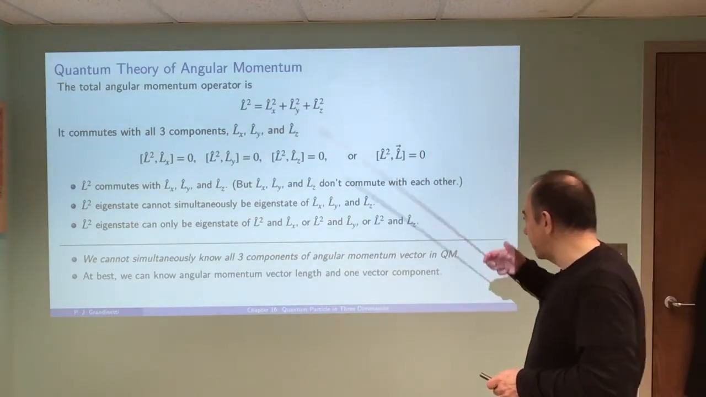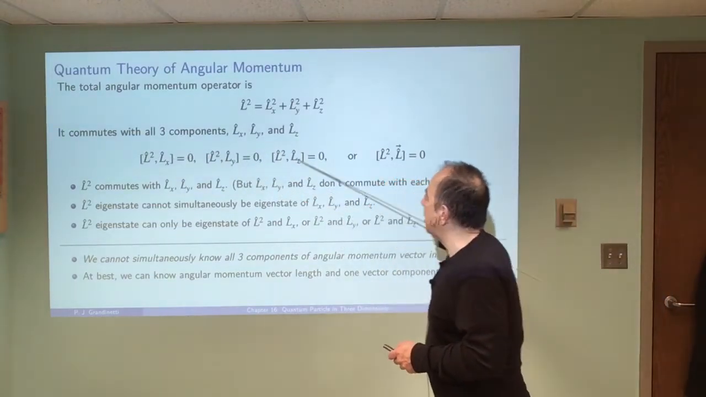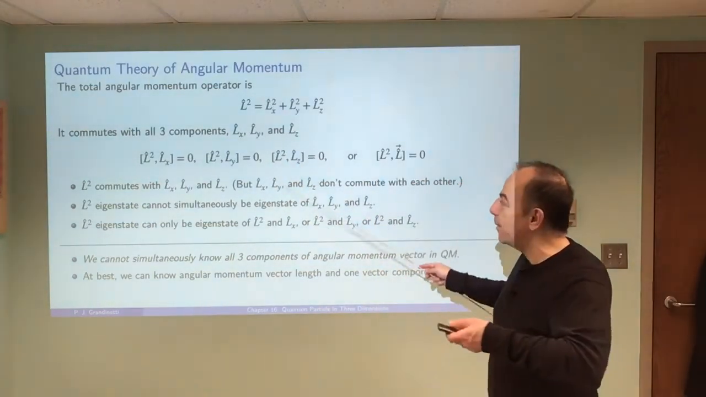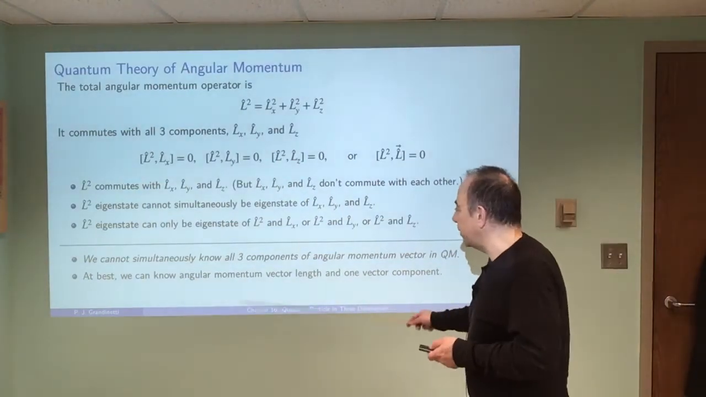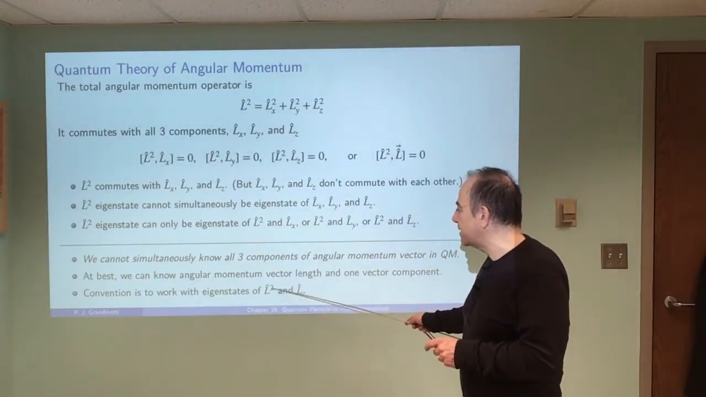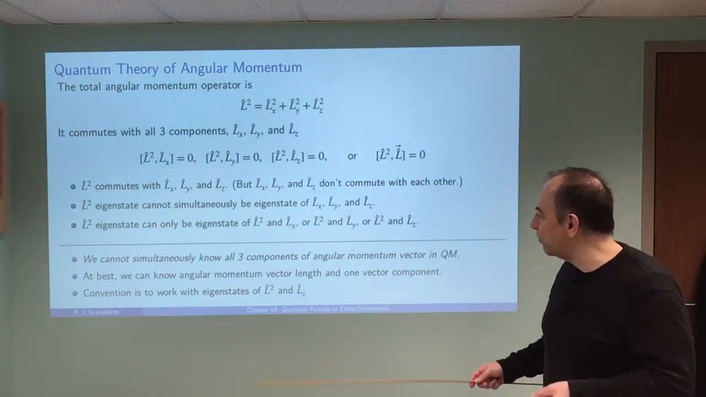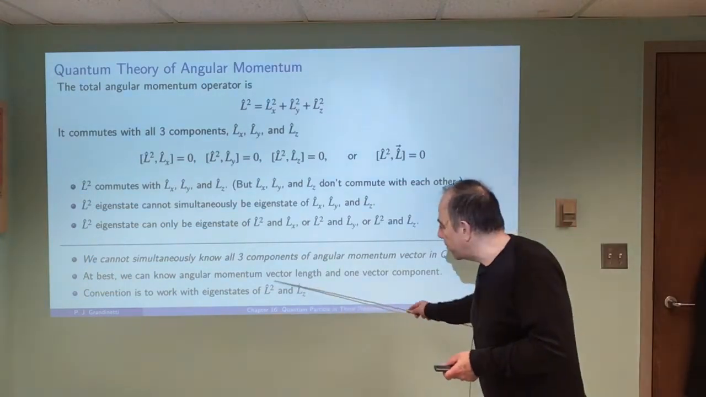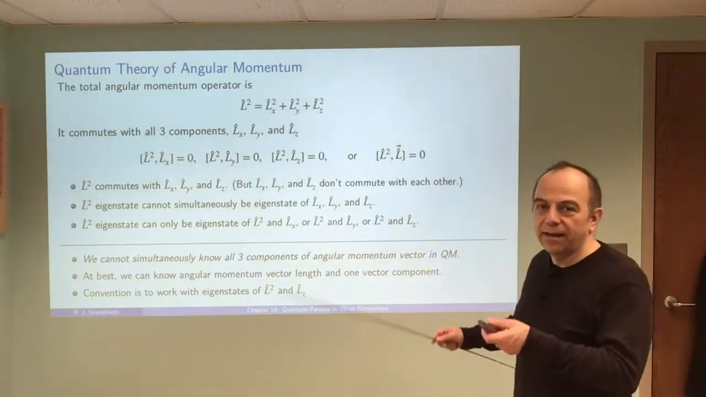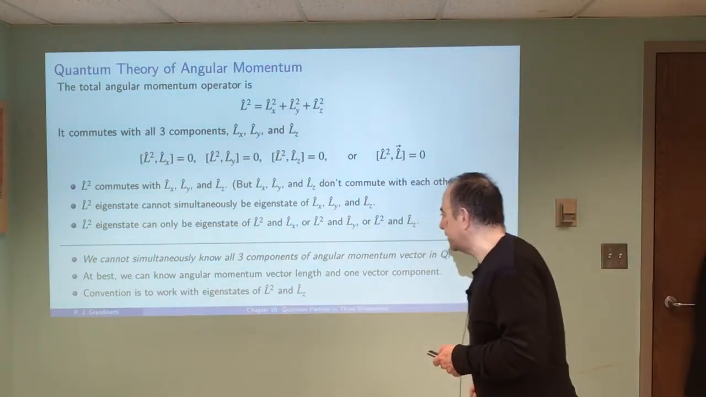So we can only know the length and one of the components. That's all we can know because of these commutation rules. We can pick one, so we can know x, y, or z and L squared, but we can't know any more than one component and the length. So the convention actually is to say that we're going to work with the eigenstates of L squared and Lz. Now, you could easily work with Lx, Ly, and L squared. It doesn't really matter, but our convention is that the eigenstates we are working with are L squared and Lz, and we assume that Lx and Ly are the non-commuting observables that don't share these eigenstates.